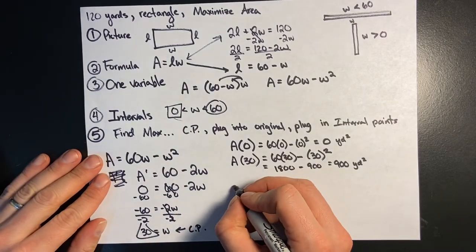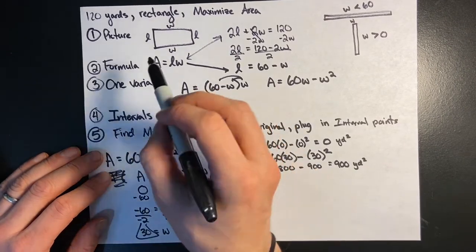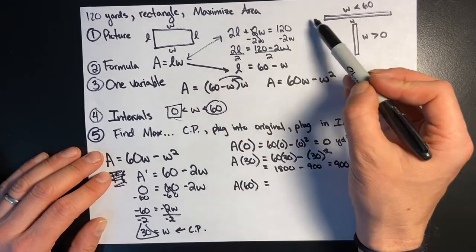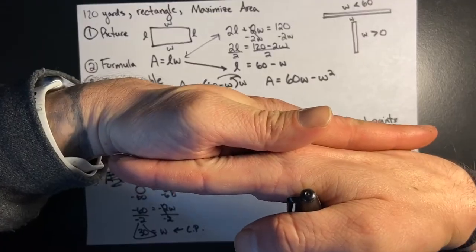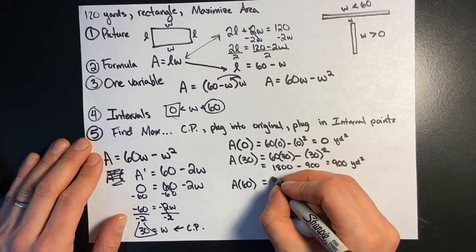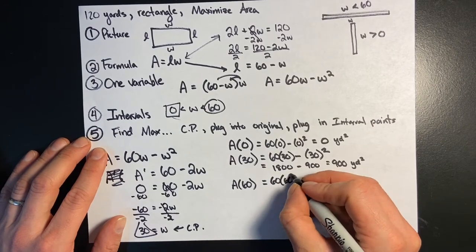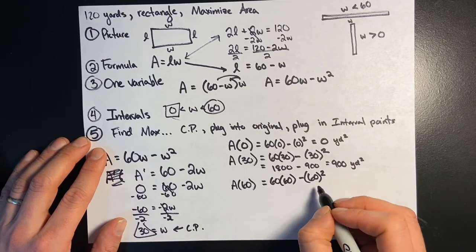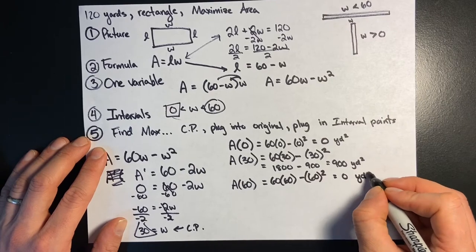Probably not. So if I plug in 60, that's insinuating that my width is 60, my other width is 60, and I have nothing for length. So I'm basically taking a rectangle and smushing the two fences together, and I have nothing in between the two fences. So we know what's going to happen. Plugging 60 into the original equation, 60 times 60 minus 60 squared, which is 3600 minus 3600, so that's 0. I knew it.